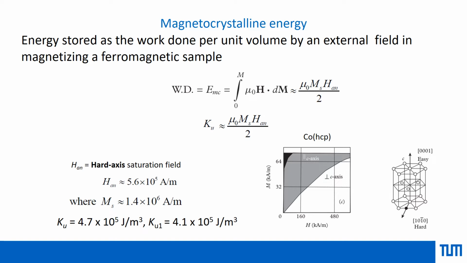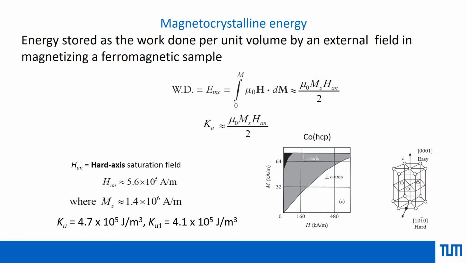So this is also a type of magnetocrystalline energy. Uniaxial anisotropy is also magnetocrystalline anisotropy, but for specific crystal structures, which we will see in a minute. But okay, this is a magnetocrystalline anisotropy constant, which we are going to estimate for this structure, cobalt.